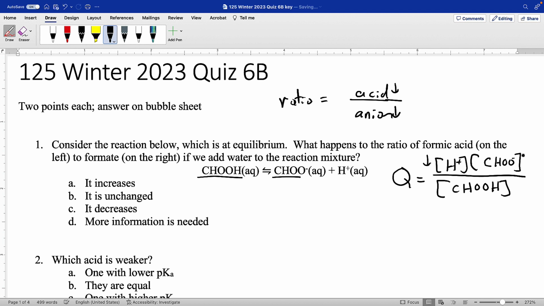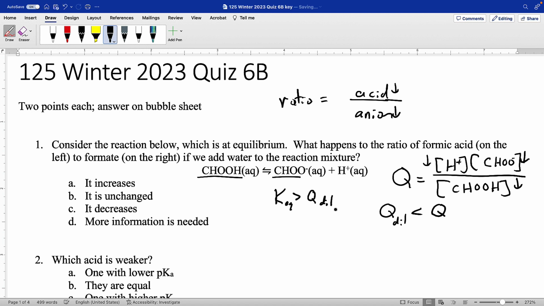Hydrogen ion concentration is going to go down, formate's going to go down, formic acid's going to go down. So notice they're all going to go down in proportion to the amount that the volume changes, but there's 2 factors of dilution on top, right? So both of those are going to get smaller. So Q after dilution is going to be a smaller number than Q before the dilution. So Q got smaller, which means K equilibrium is going to be greater than the Q after the dilution.